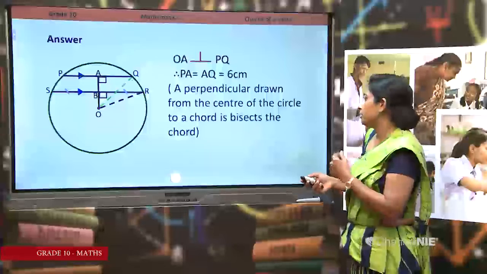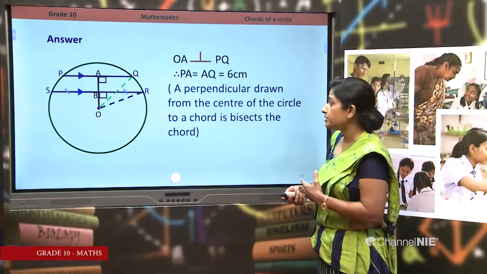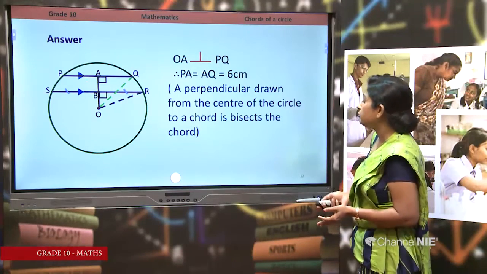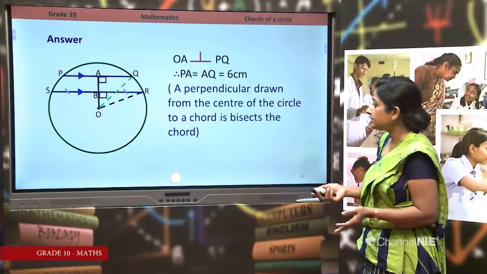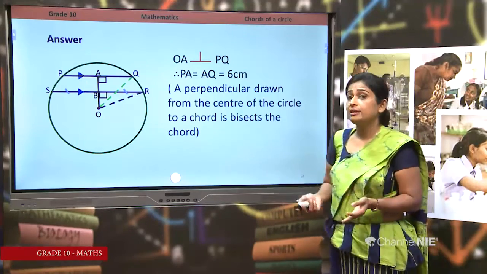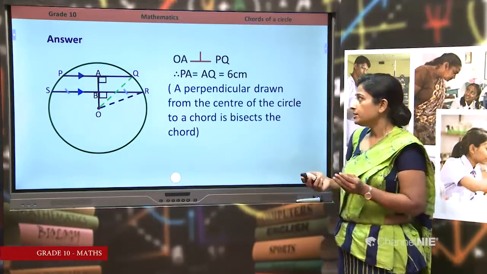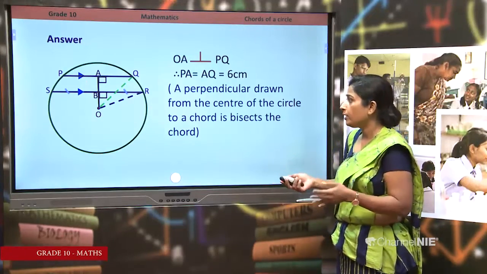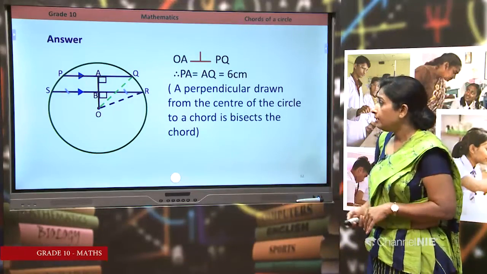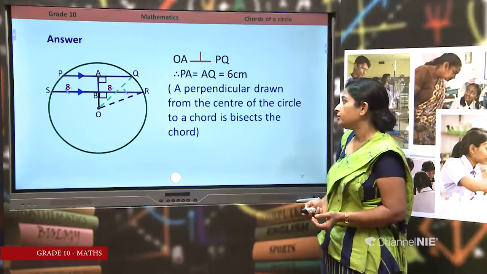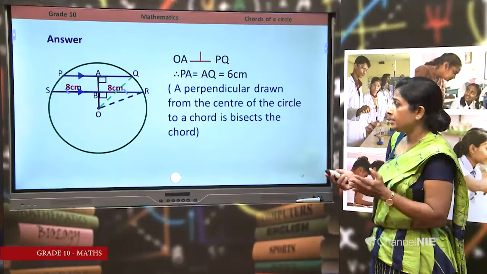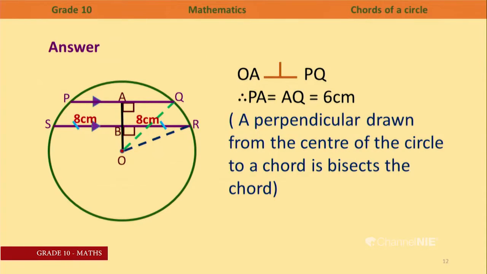So, here we have applied the converse of the theorem. What's the converse of the theorem? A perpendicular drawn from the center of the circle to a chord bisects the chord. By using that we have got the lengths of PA, AQ, SB and BR. Let's see how we continue. Here I have marked in the diagram SB as 8 and BR as 8.